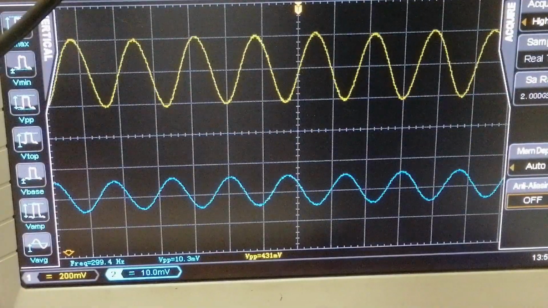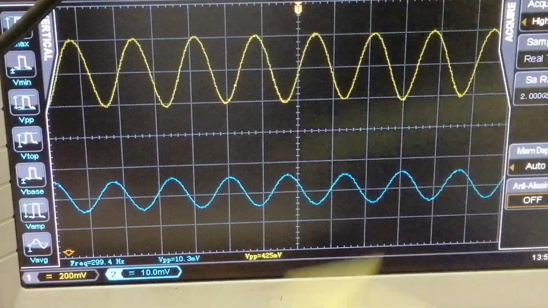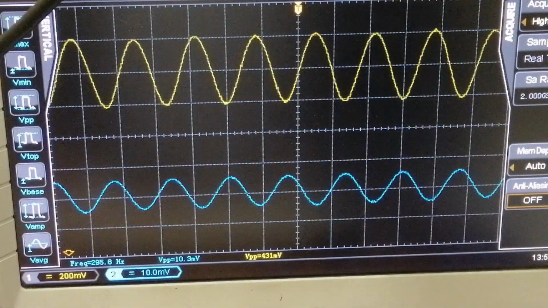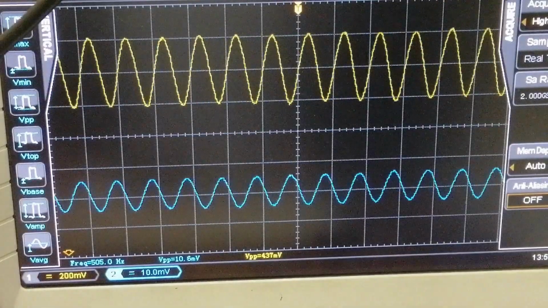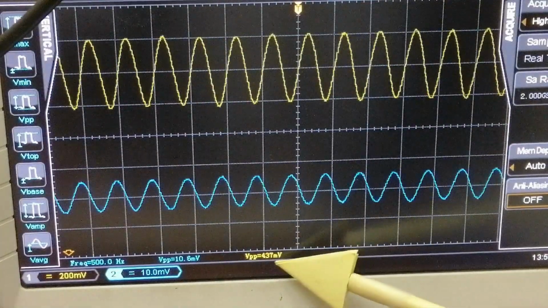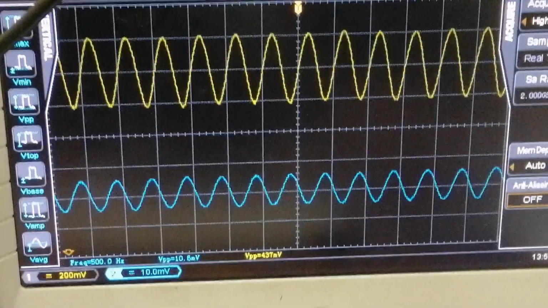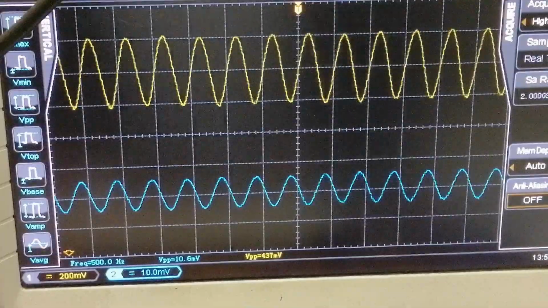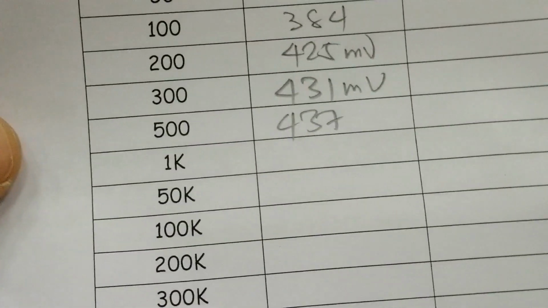Look at this one, try to focus on it. We are adjusting the frequency, and this is the output. So we have 500 here. At 500 now, the output is 444 or 437 millivolt. 437. Still small. Now the next frequency is 1K.